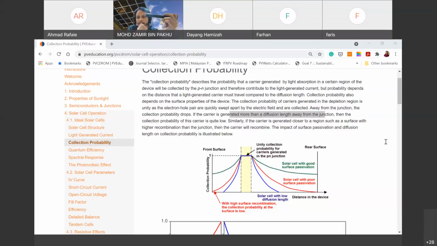Is it possible? By that I mean, can we not generate the carriers outside the one diffusion length away? Is it possible? What do you think? Possible? I mean we don't generate carriers in other areas. How do we do that?